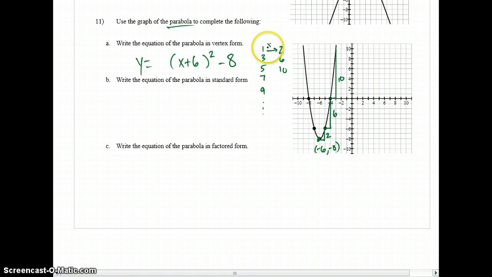Well, 1 times 2 is 2. 3 times 2 is 6. 5 times 2 is 10. And if there was space on the graph, we would go up by 14 the next time. Because each of these is multiplied by 2 or stretched by 2 in the y direction, we put a 2 in front.